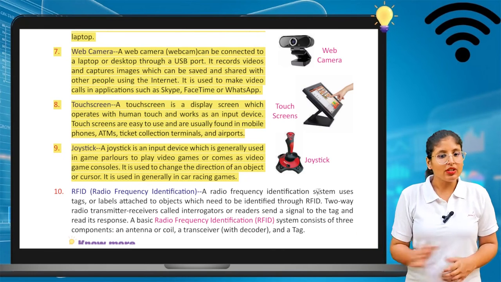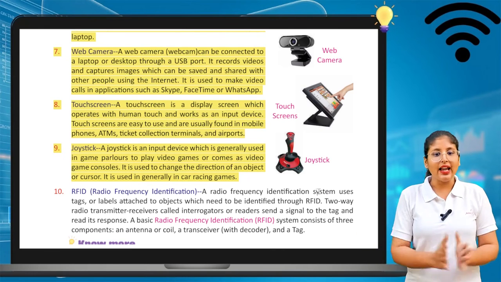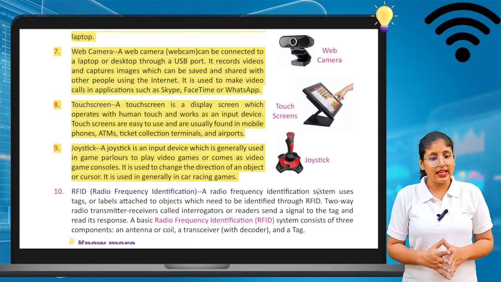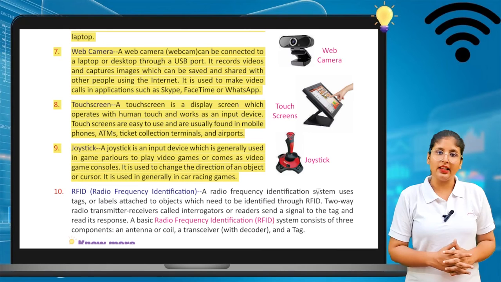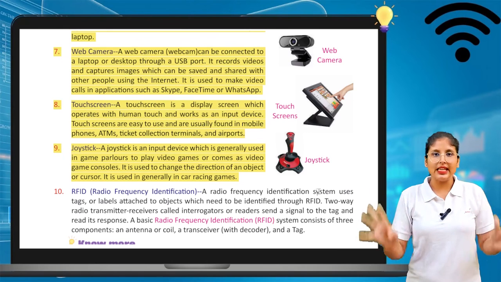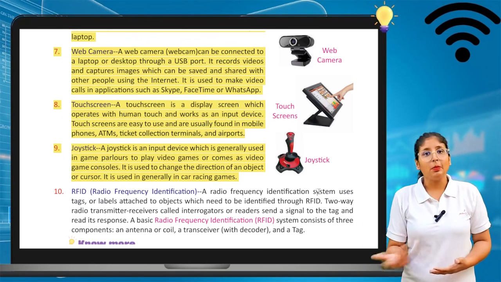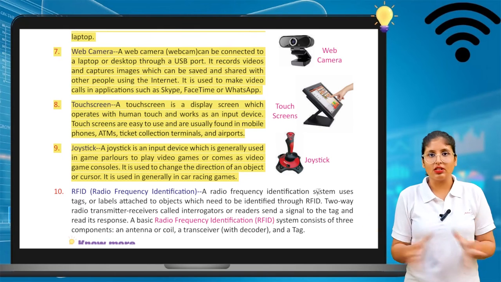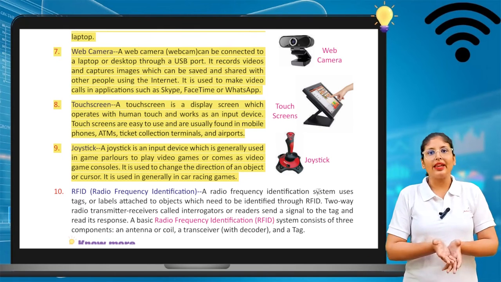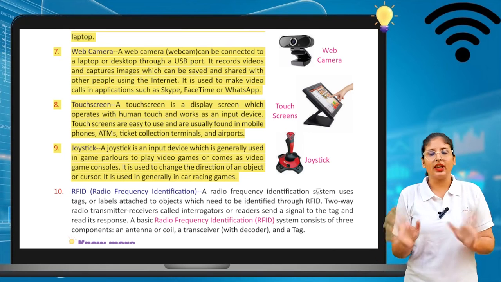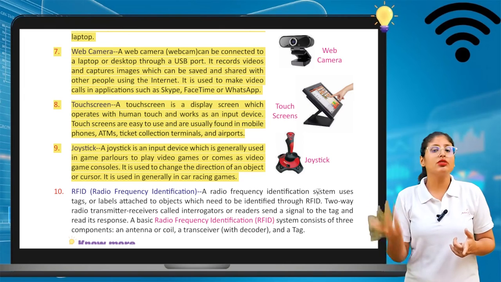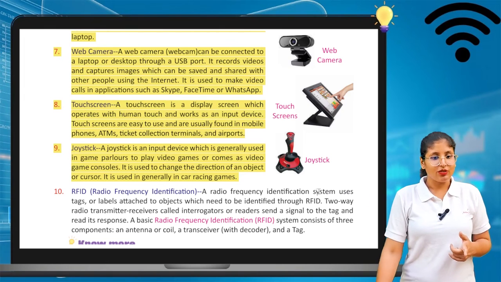Okay. So touch screens are easy to use and are usually found in mobile phones, ATMs, ticket collection terminals, and in airports. Normally, these screens are there nowadays in the metros also. If you want to recharge your metro card, the touch screen surface is there. The metro recharge machine is also touch screen. Okay. So this is the thing.